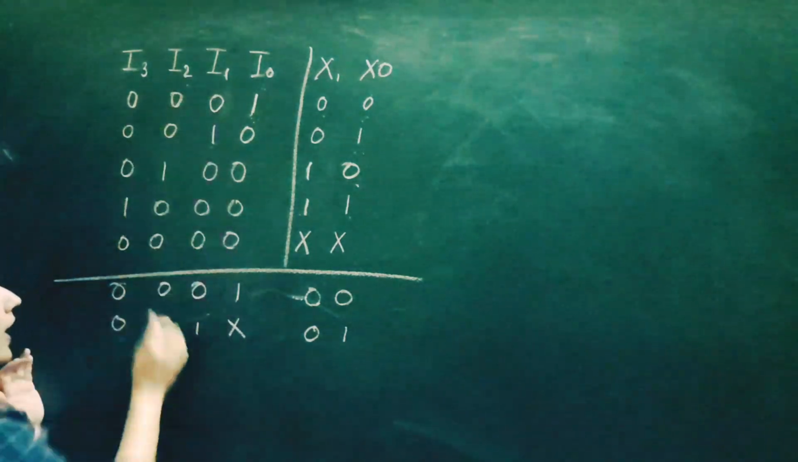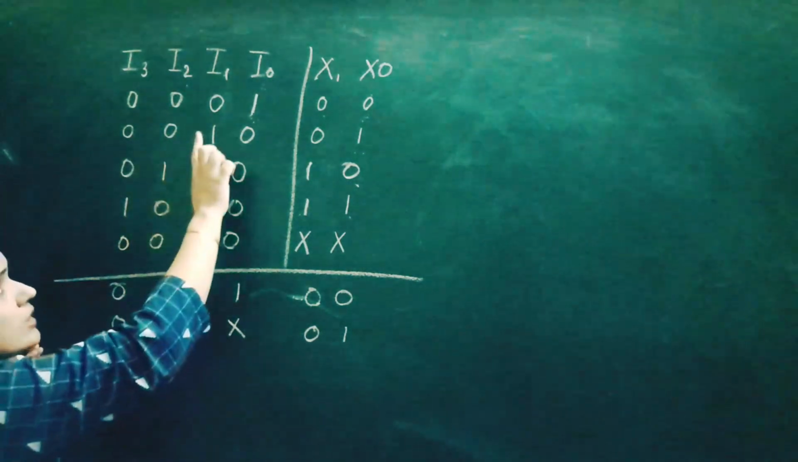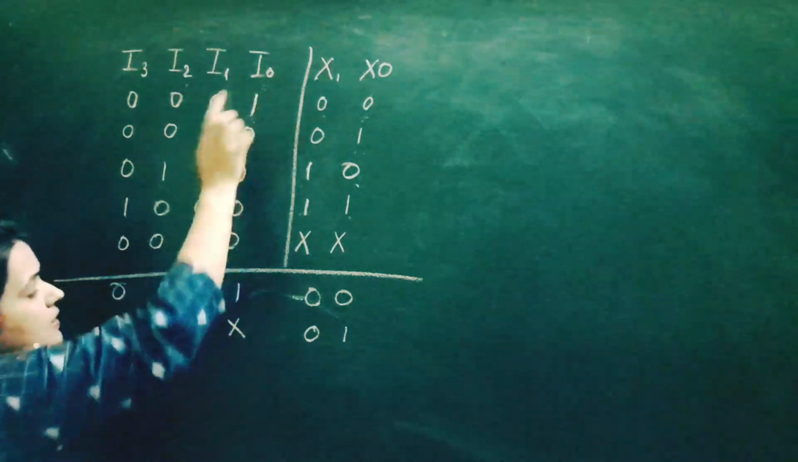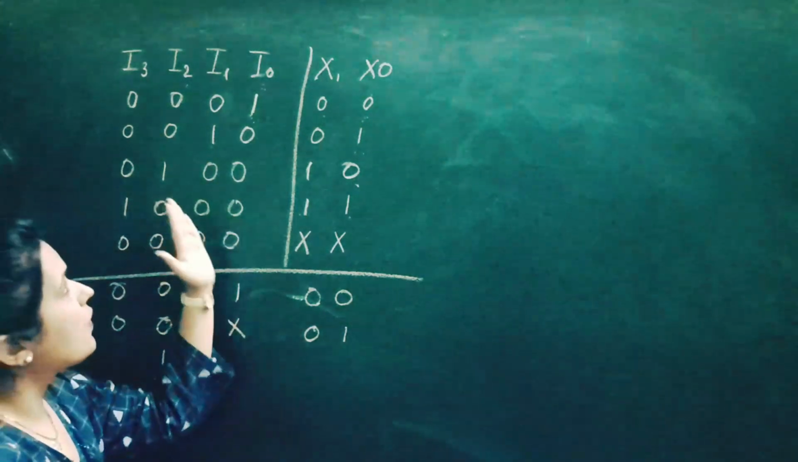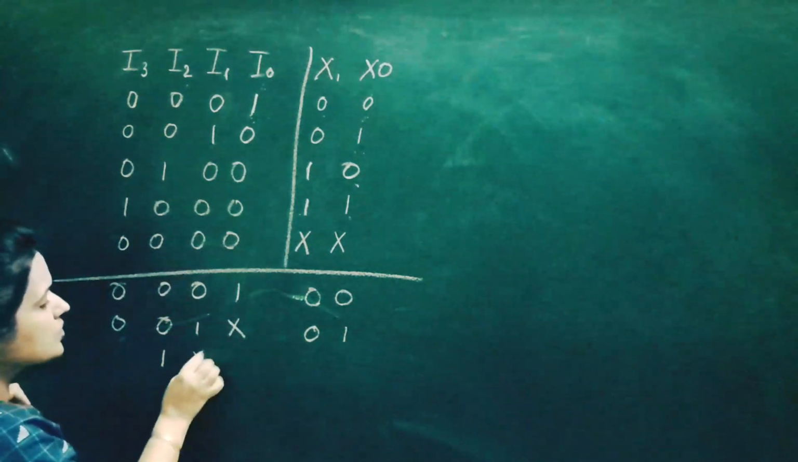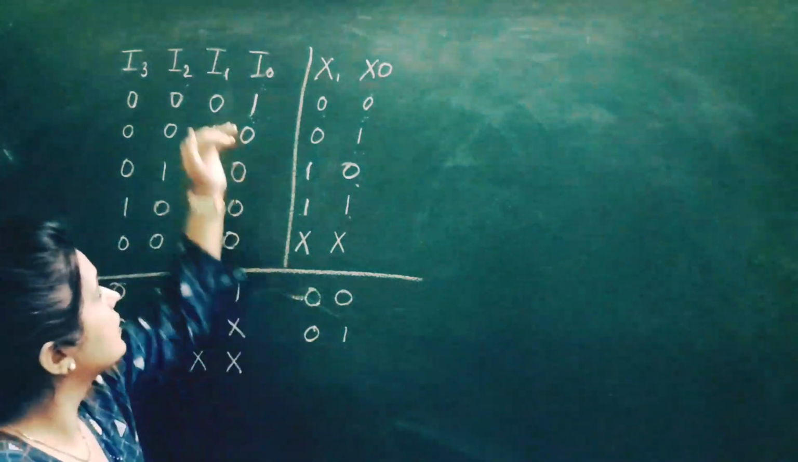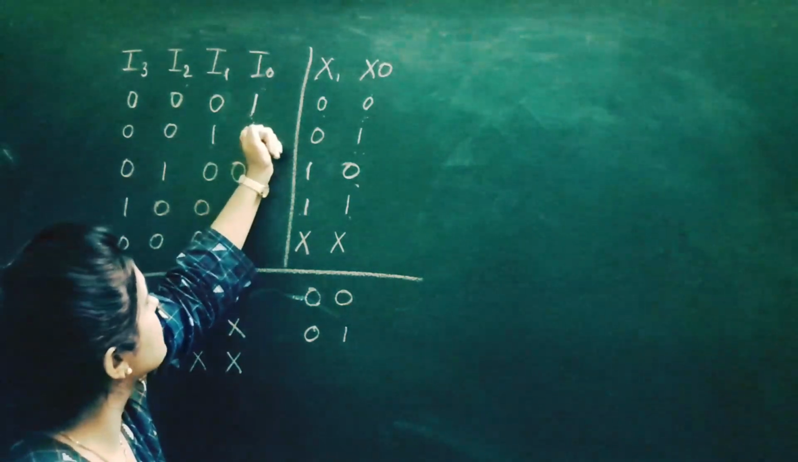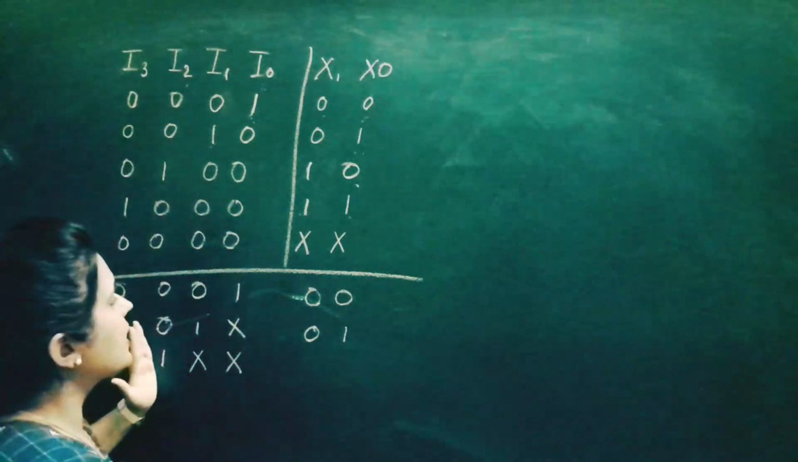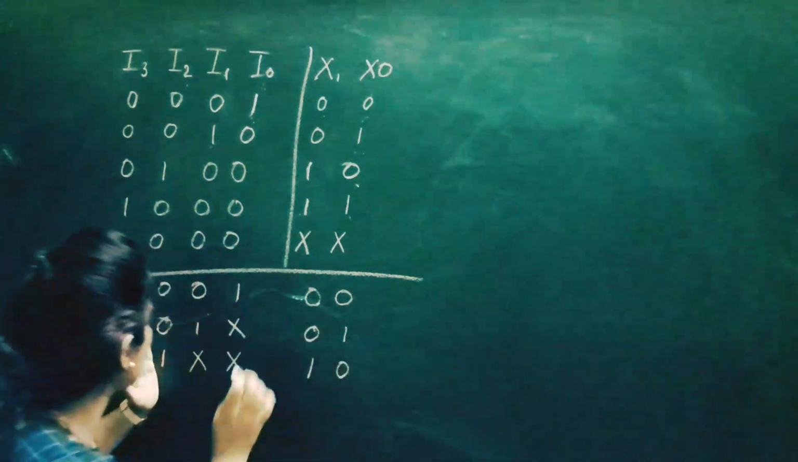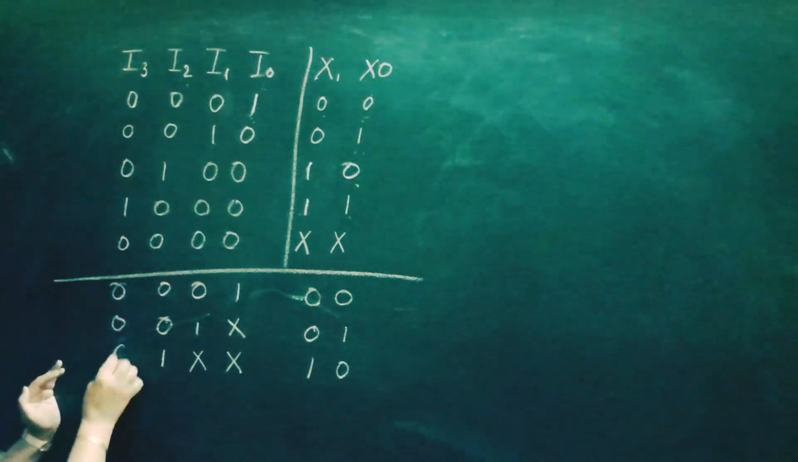But when I2 has value 1, then whatever may be the value of I1 and I0, so cross, cross, this X denotes don't care. We don't care whatever may be the value of I1 or I0. But when I2 is high, the output will be 1, 0. But in that case I3 should be 0.